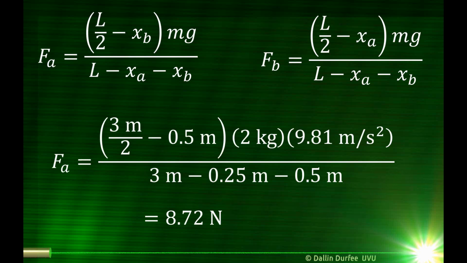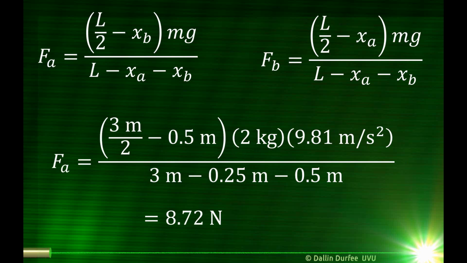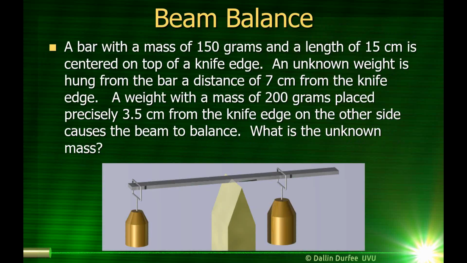Let's plug numbers in. If we plug in all the numbers, we find that force A is 8.72 newtons, and force B is 10.9 newtons. And that's what we expected, right? We said brick B is closer to the center. We expect that it's going to carry more weight. It's going to exert a greater force than force A. All right? Okay, here's another problem.